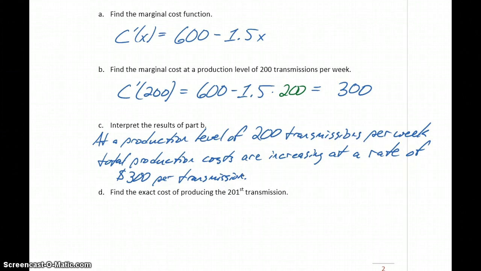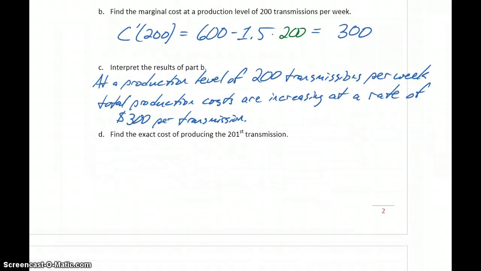Or another similar way to say that would be if we increase production from 200 to 201 units, our total cost would increase by about $300. It's costing us $300 to produce that next item.